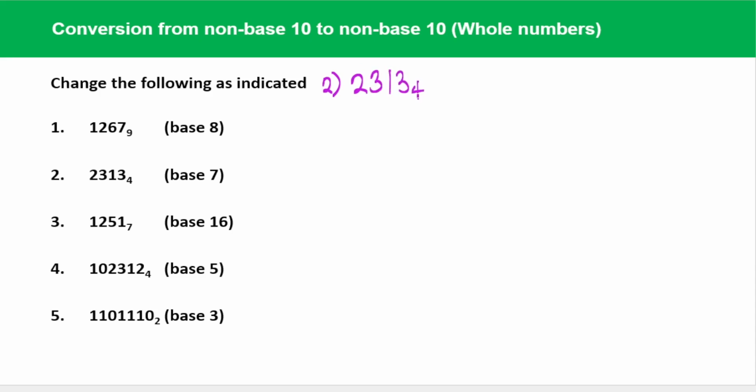Example 2. 2313 base 4. We are required to change this to base 7. Again, remember we cannot move directly from base 4 to base 7. So the first thing to do will be to change this first to base 10 by assigning powers of 0, 1, 2, 3 base 4.